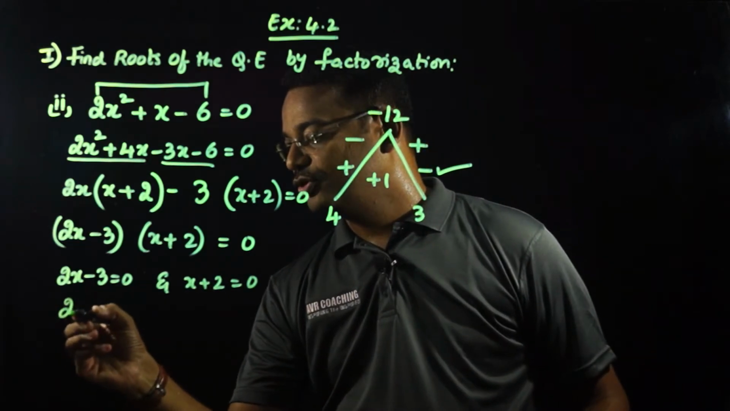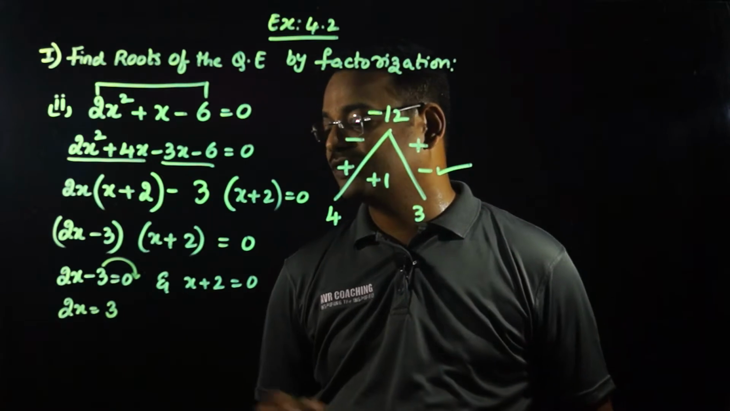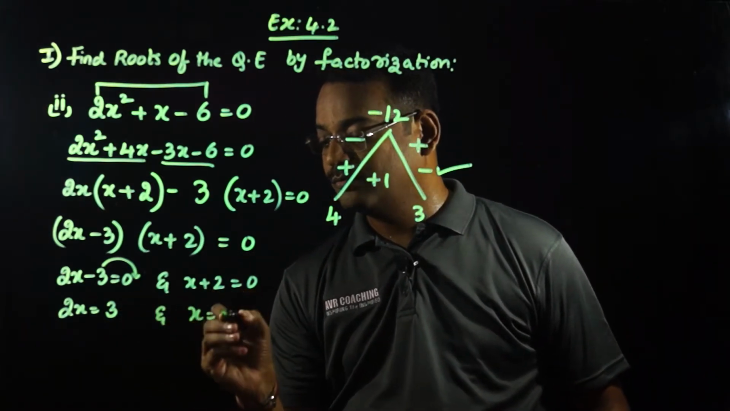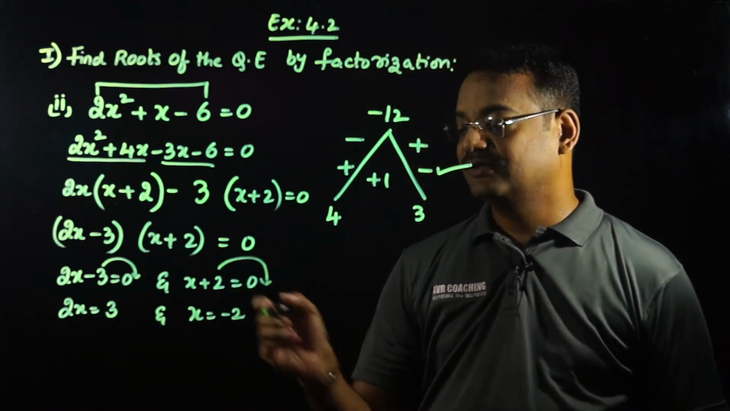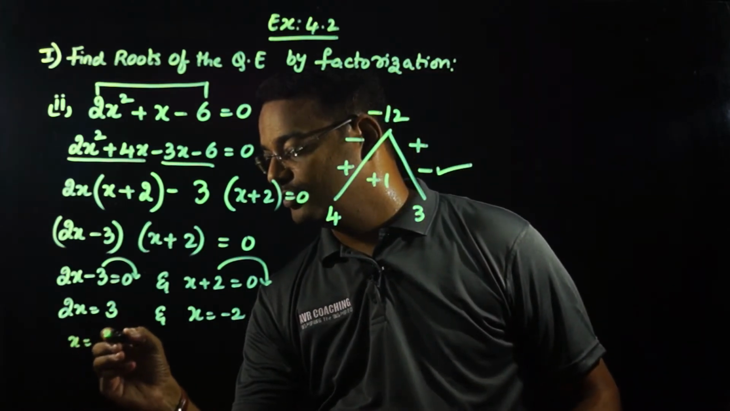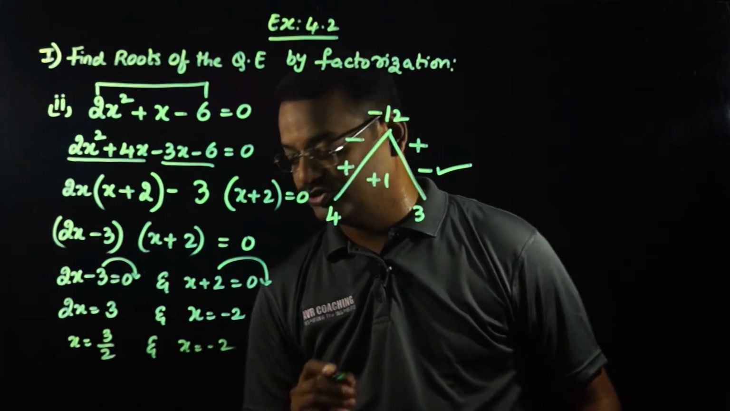This becomes 2x equal to 3. When minus 3 comes to the right hand side of the equal to sign, it becomes plus 3, and x equal to minus 2. When plus 2 comes to the right hand side of the equal to sign, the sign changes and it becomes minus 2. So this is x equal to 3 by 2 and x equal to minus 2.